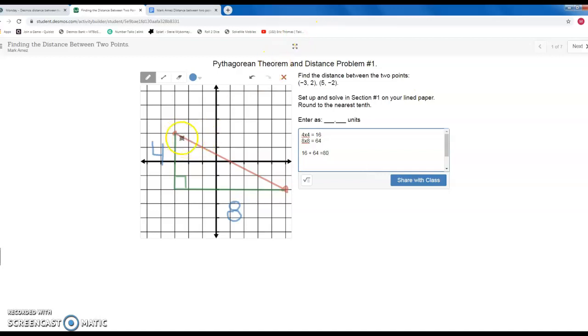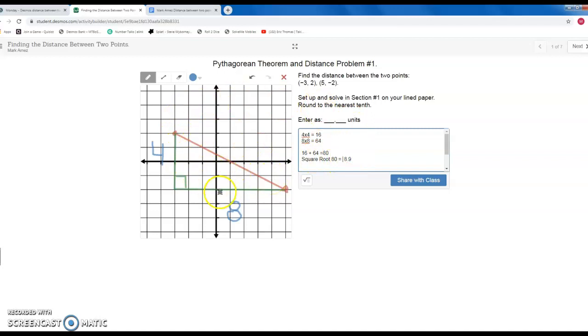So the distance is not 80. That's the area of the square. So my final step is take the square root of 80, and that equals, let's see, 9 times 9 is 81. It's got to be an 8.9. Use your calculator to be sure, but I think you get 8.9. And that's it. Then you're done. You have shown me all of your work.